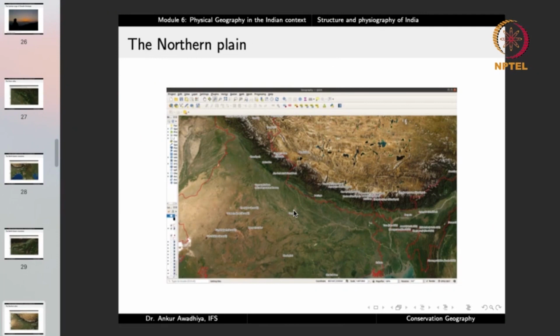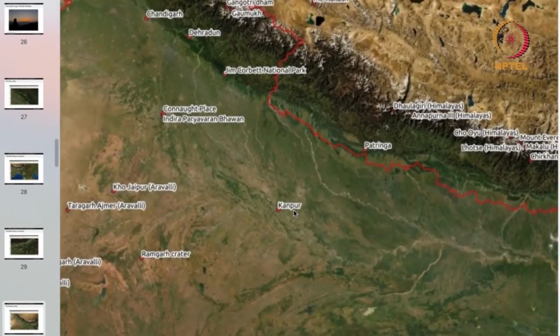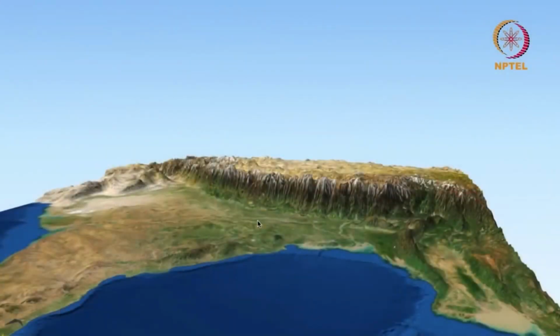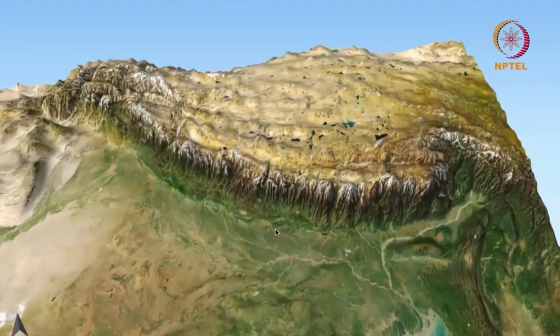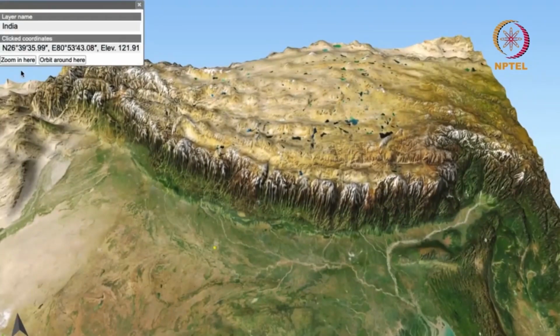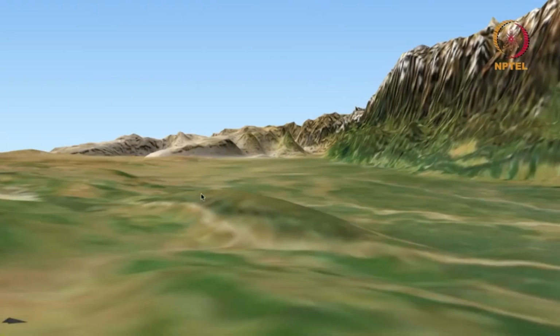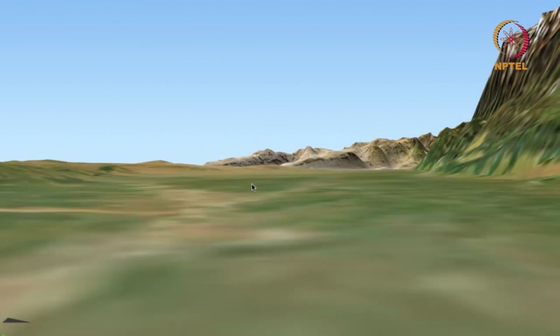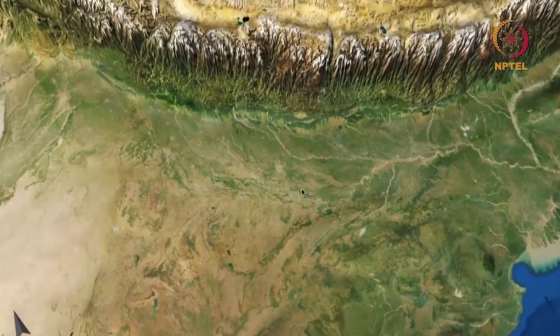Next, we have the next physiographical division, which is the Northern Plains. Now, as against the Himalayas and the northern mountains and the northeastern hills, this region is a very flat land. So if we zoom into this area, let us zoom in here. Here you can observe that there is not much variation in the heights. This is more or less a flat region, and this region is drained by a large number of rivers.